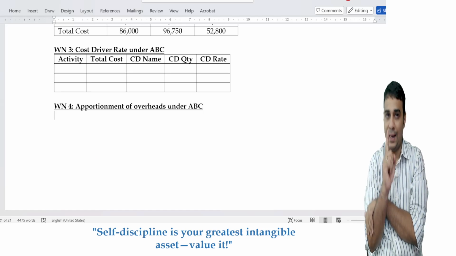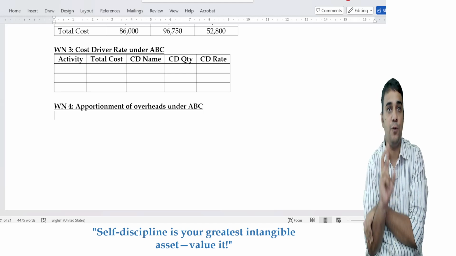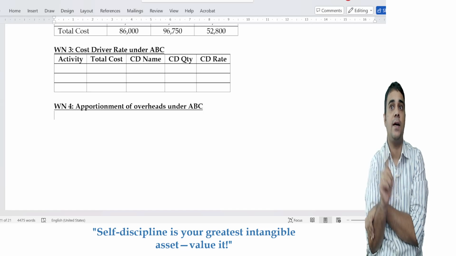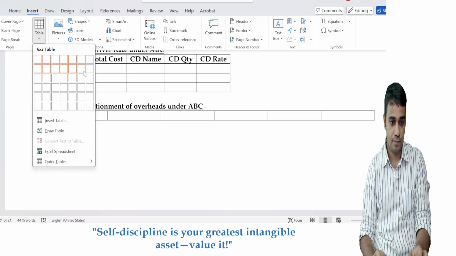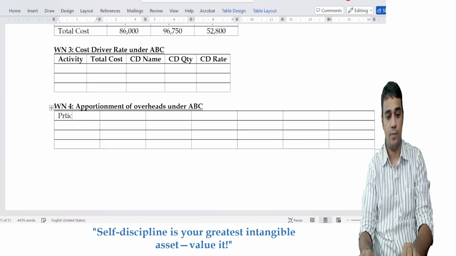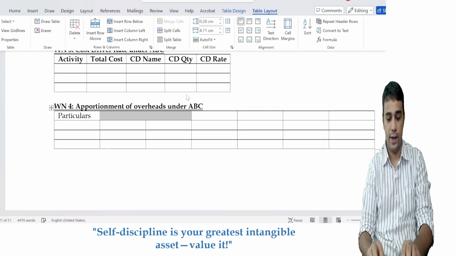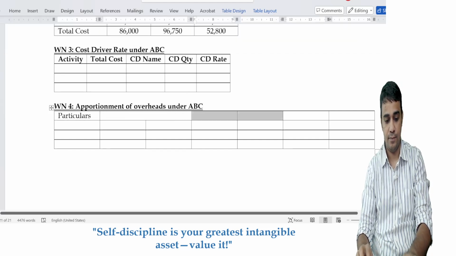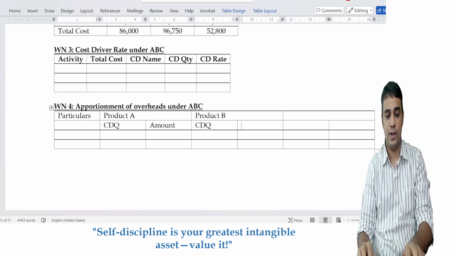This needs one particulars column, and for every product, 2 columns. We have 3 products here: A, B, and C. So particulars and 6 more columns. If you have 2 products, particulars and 4 more columns. If you have 4 products, particulars and 8 more columns. Every product gets 2 columns, so totally open 7 columns. Particulars, then product A with 2 subcolumns, CDQ and amount. Then product B, CDQ and amount. Product C, CDQ and amount.